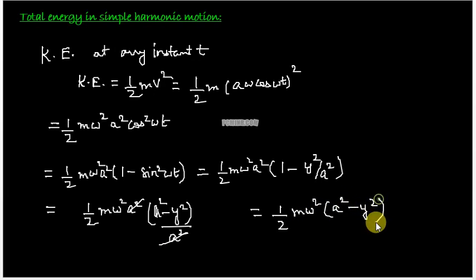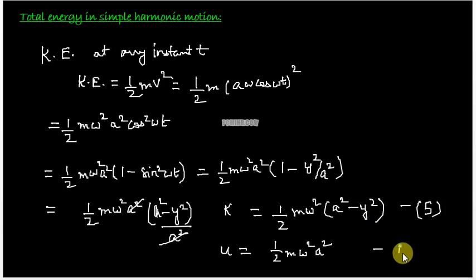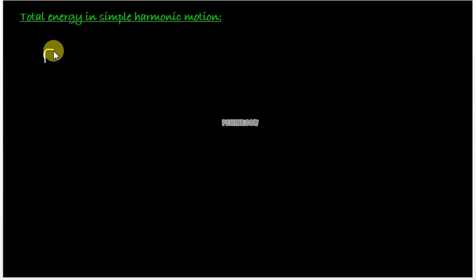minus y square. So what is going to be the total energy of the particle? Now this is the expression we got for kinetic energy. We already calculated, this is the kinetic energy. The potential energy we calculated was half m omega square y square. So if we add the two, this was our equation 4. So the sum of these two would give us the total energy of the particle. So let's just add them and we get the total energy as E is equal to u plus k.